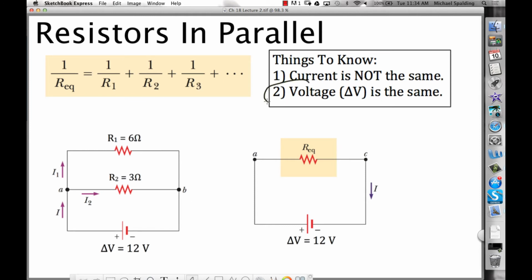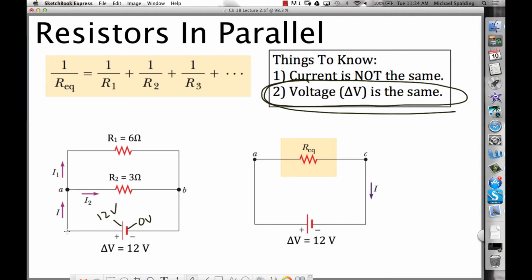Okay, second idea. Voltage is the same. Okay, let's look at this. When you're doing voltage, here we have a 12-volt battery. So it goes 0 volts, 12 volts. Did I have to go 0 and 12? No. I could have done 10 and 22. I could have done 30 and 42. As long as the difference is 12, that's fine.